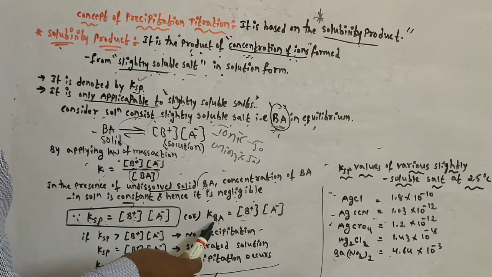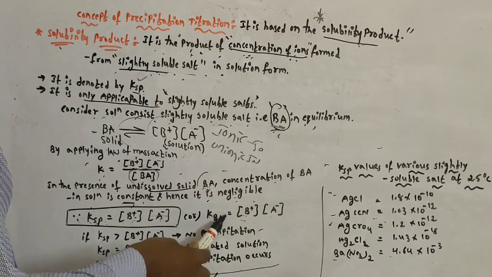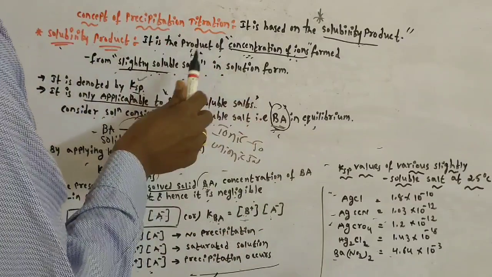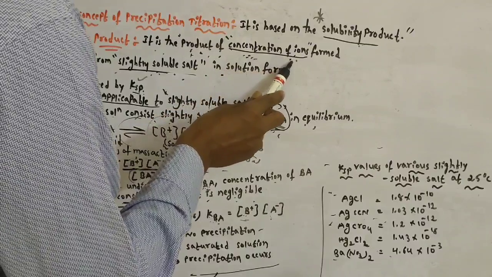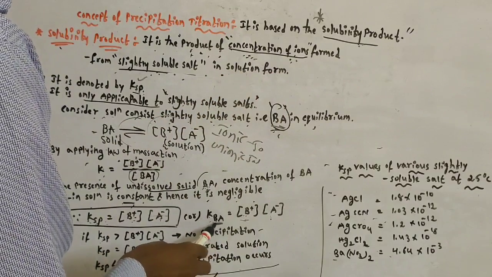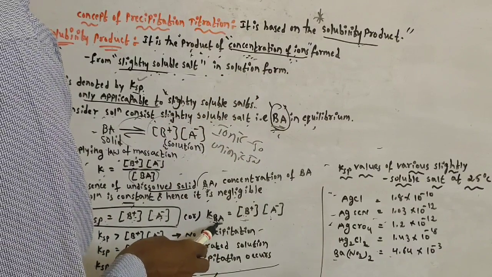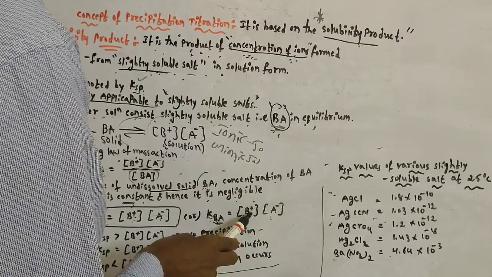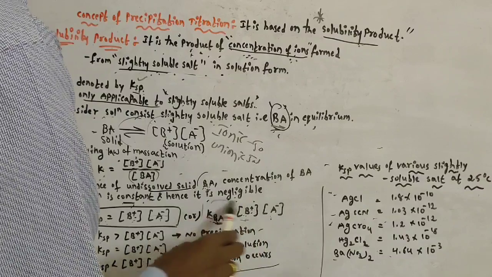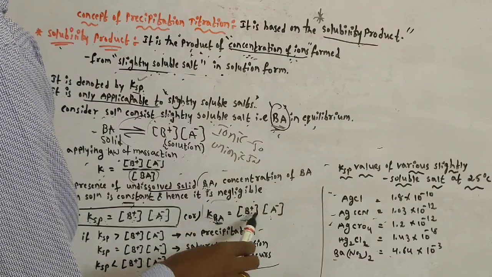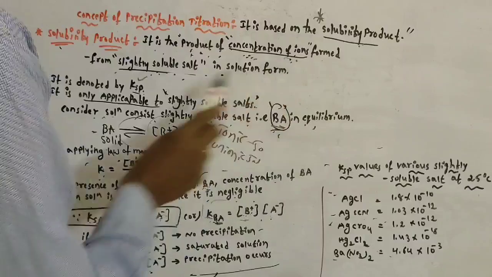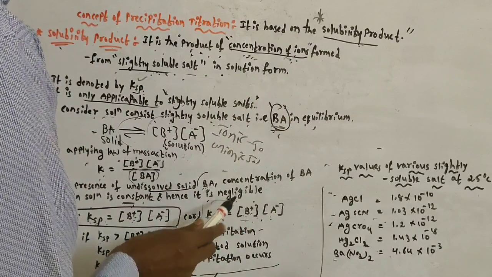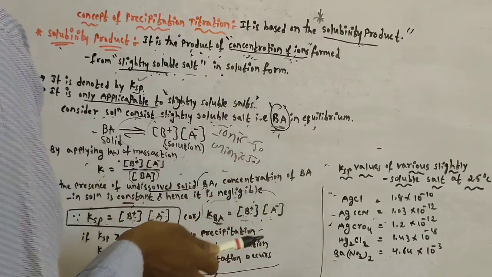Instead of Ksp we can also write K suffix BA, equal to the concentration of B plus and the concentration of A minus. And what is the definition? It is the product of the concentration of ions. Here this is the solubility product. K of BA means the solubility product of BA. It is the product of the concentration of the B plus ion and the concentration of the negative ion. These are the ions formed from the slightly soluble salt BA, and they are available in solution.